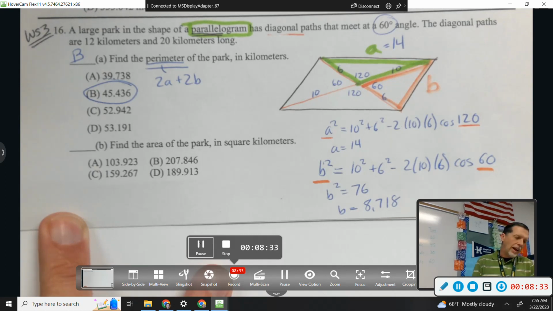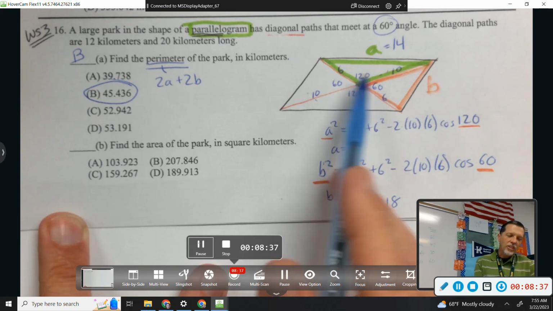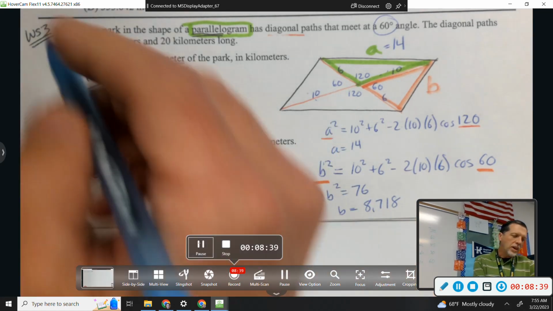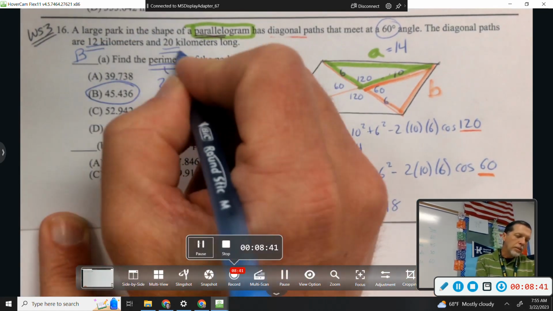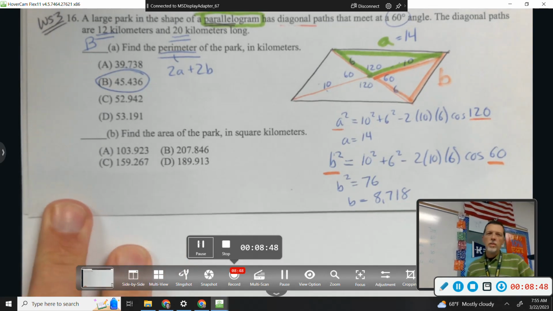And then I guess the last thing is those diagonals intersect each other or bisect each other, cut each other in half. So be careful. It gave you 12 and 20, but that's not really the numbers we used. Questions on that?